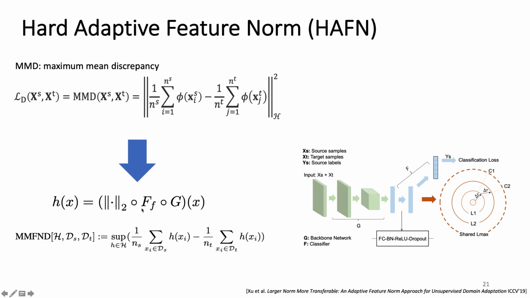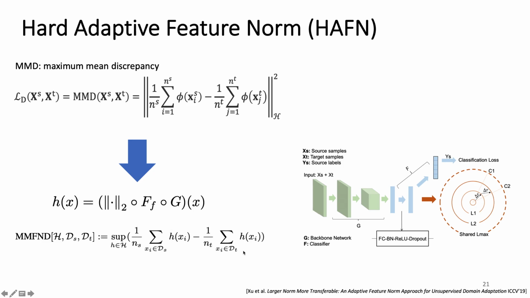But the difference is, first they take the L2 norm of the mapped data. So F and G are basically the mapping of the data. G are the lower layers, and F are the higher layers. So basically, you map those data first, and then you take the L2 norm of that data. And then after that, you first sum over the norms of all the mapped data samples in the source domain, and you take the mean over that.